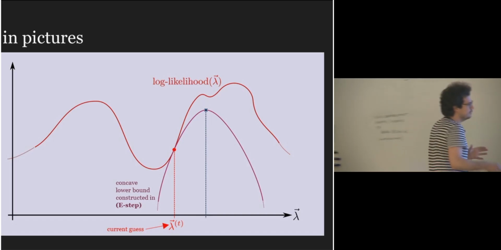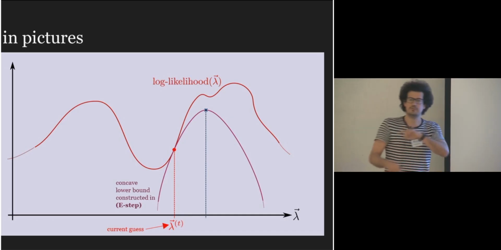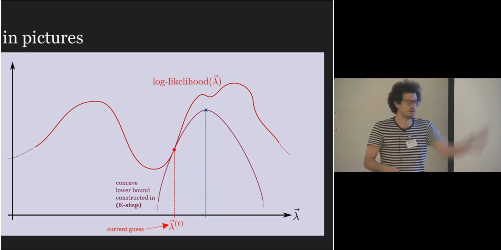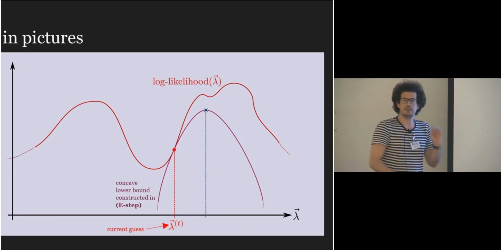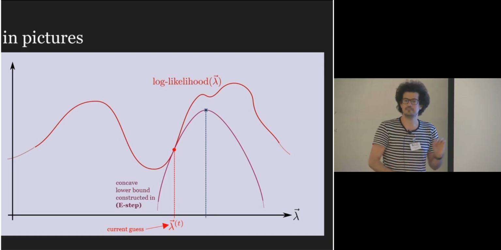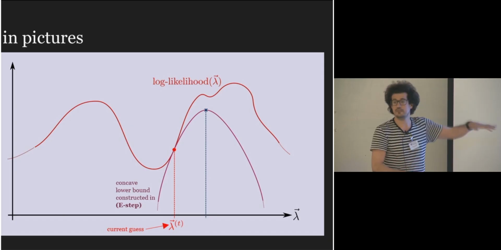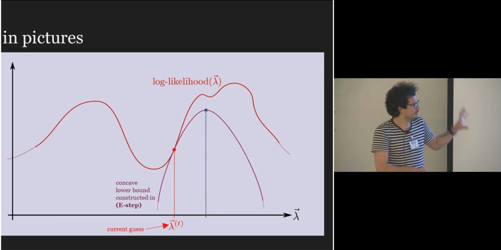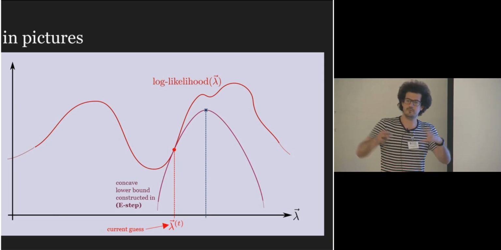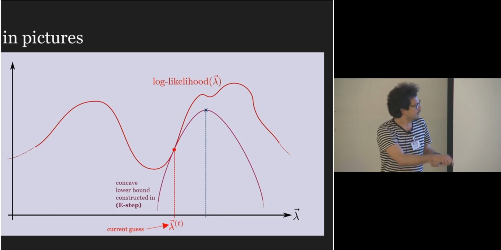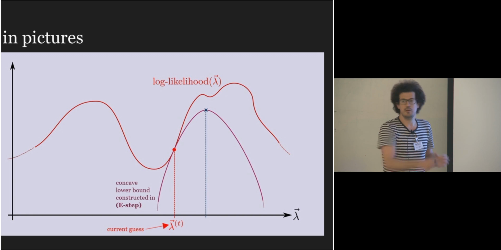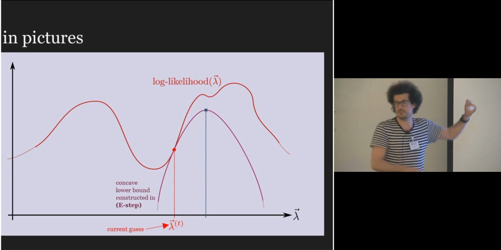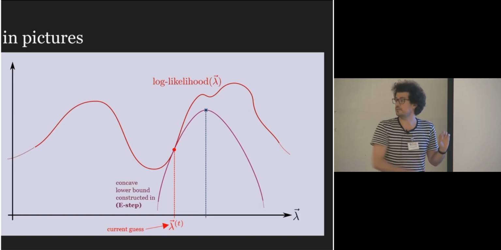So what the E step does is, imagine at some point during the trajectory of the algorithm, the current estimate of the underlying parameters is this lambda t, which is somewhere in the likelihood landscape. The EM algorithm provides a very canonical way for constructing a concave lower bound to the likelihood function that actually touches the function at the current iterate.